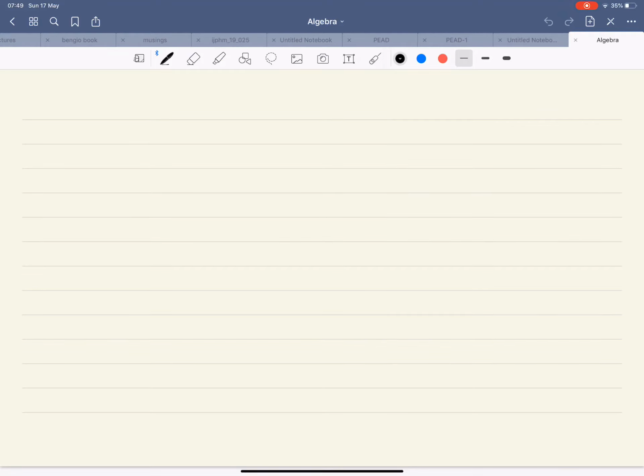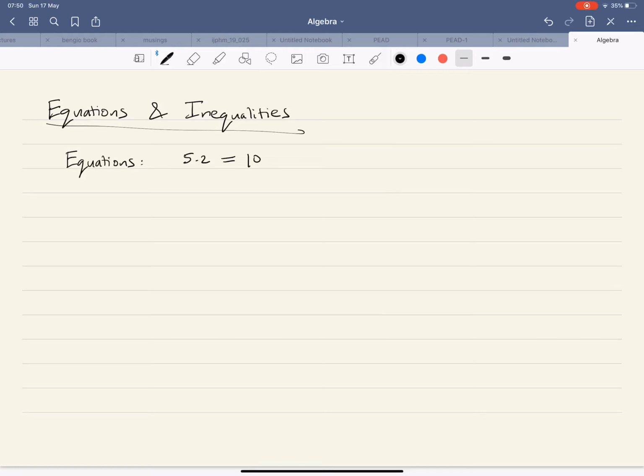Okay, so today we're going to talk about equations and inequalities. So equations use the equal sign, right? So this could be like 5 times 2 equals 10, 7 times 4 equals 28, 7x equals 28, right? All of these are using the equal sign, so these are equations, right?